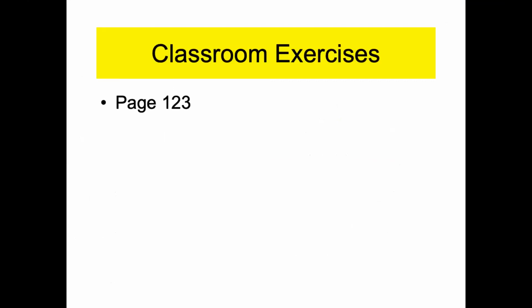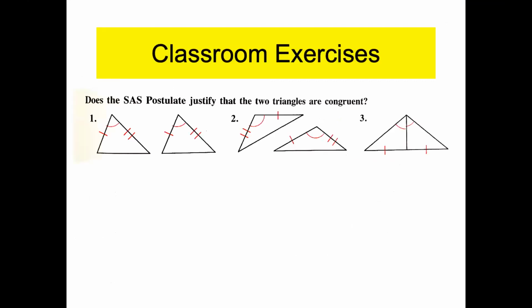Okay, QED. I'm going to show you a couple things that look like homework. Read, Jack. Does the SAS postulate justify that the two triangles are congruent? So it's saying you can only use SAS. You don't get the other two. So is that SAS? Yes. Okay, so to answer this question, you got to look at the first one. Does it say SAS? Yes.